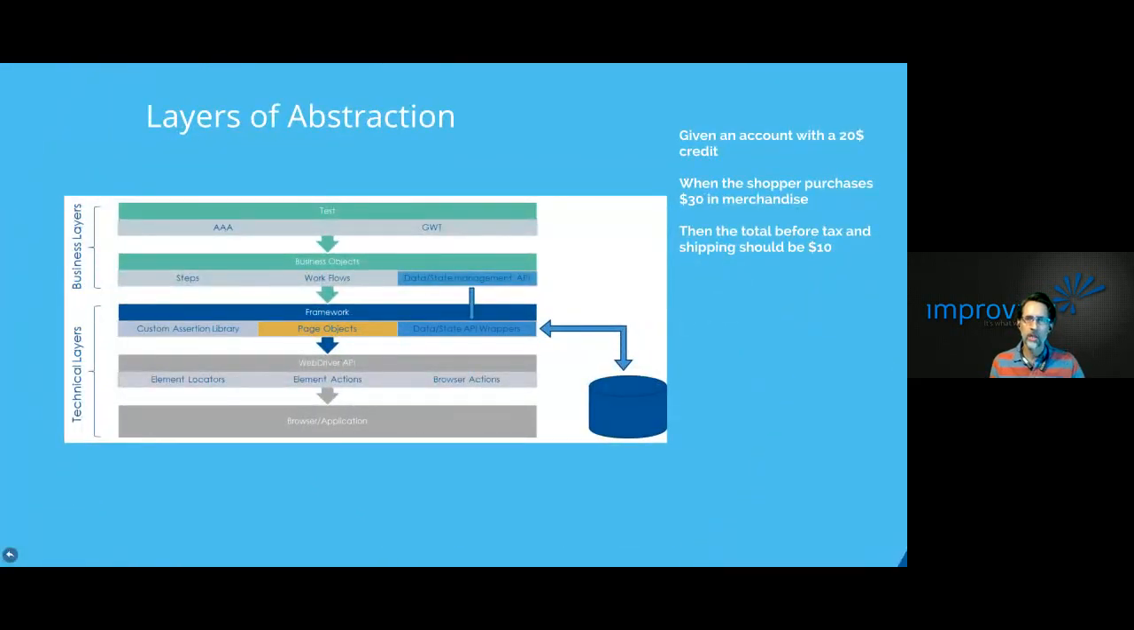And we do this in test automation by using layers of abstraction. At the top layer, we have the actual test that describes what it is that we're testing. And this should be really business-facing language. And it should be a domain-specific language that expresses the concepts that are important in my domain. So I have an example here on the right. Given an account with $20 credit, when the shopper purchases $30 in merchandise, then the total before tax and shipping should be $10.